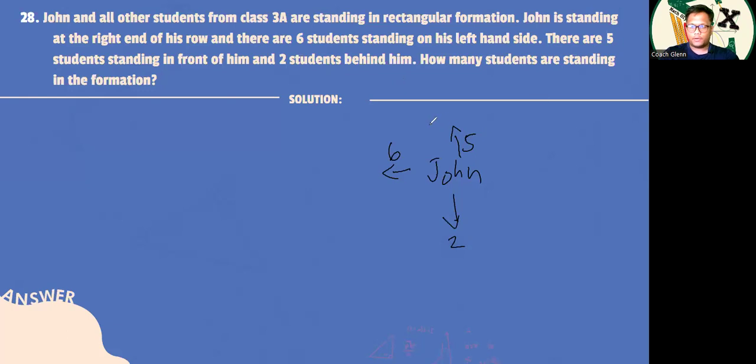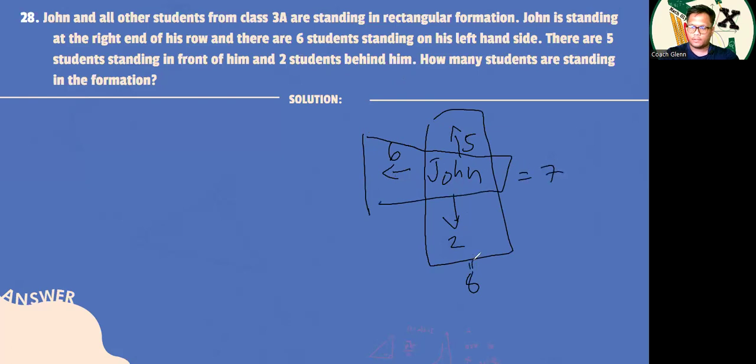So first, let's get the total here. So we have 5 plus John plus 2. That's equal to 8. And then let's get the total here. So we have 6 and John. So that's 6 plus 1, which is equal to 7. So next, we have now our row and column. So we just need to multiply the 2 numbers. So 8 times 7 is equal to 56. So there should be 56 students in the rectangular formation.